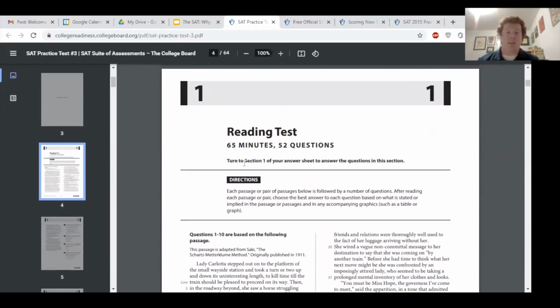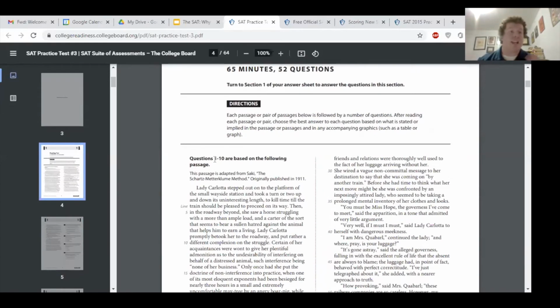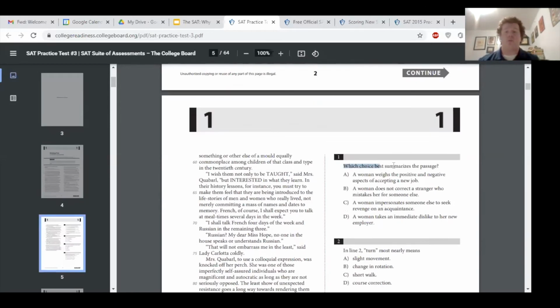For each passage, you're going to have between 10 and 12 questions. So we can see here, 1 to 10. Let's start with number 1. Which choice best summarizes the passage? This is a pretty common one, as you can imagine. When it's asking us about summarizing the passage, that means it's asking us about the passage as a whole.